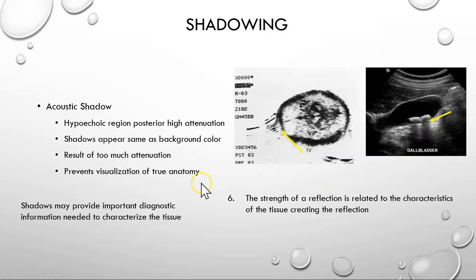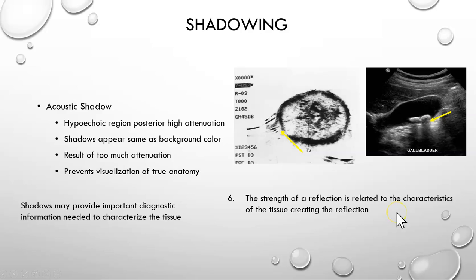Shadowing is the result of too much attenuation, and it prevents visualization of the true anatomy. In fact, no sound is getting behind these gallstones, and so therefore we can't see what's back there. Shadows may provide important diagnostic information needed to characterize the tissue, such as, is that a stone? Well, does it shadow? Yes. Okay, therefore it is a stone.